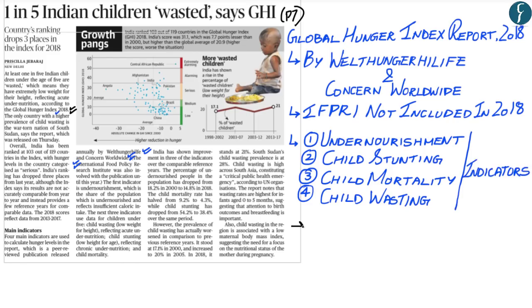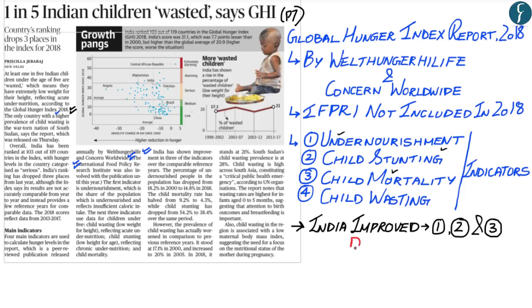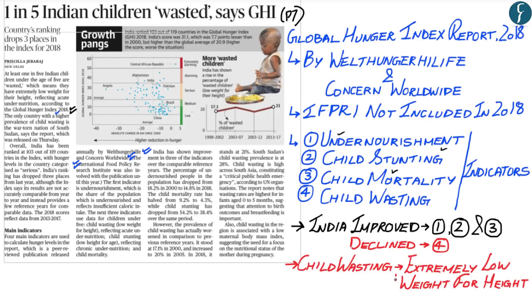Now, apart from this, what you should also understand is what the Global Hunger Index report of 2018 says about India, wherein under this report, India has improved its position in the indicators of undernourishment, child stunting, and child mortality. But India's position has declined in the fourth indicator, that is child wasting. Child wasting basically means that a child has extremely low weight for his height, and this reflects acute undernutrition in the child.